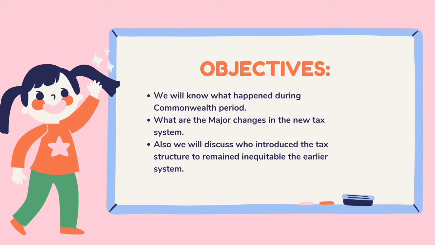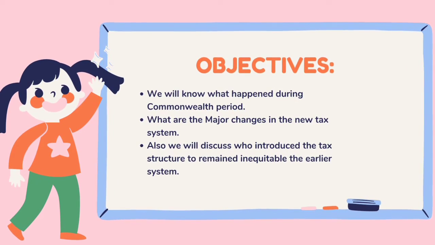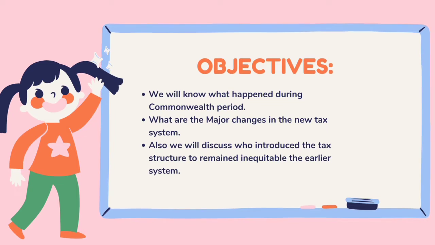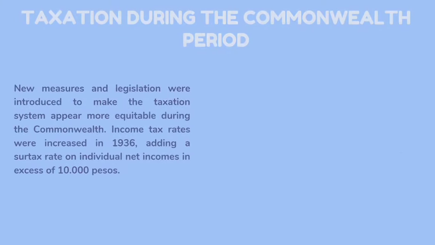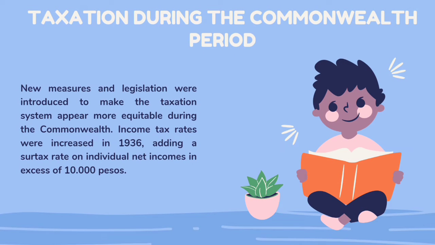Our objectives for today: we will know what happened during the Commonwealth period, what the major changes in the new tax system are. Also, we will discuss who introduced the tax structure that remained inequitable like the earlier system. New measures and legislation were introduced to make the taxation system appear more equitable during the Commonwealth.